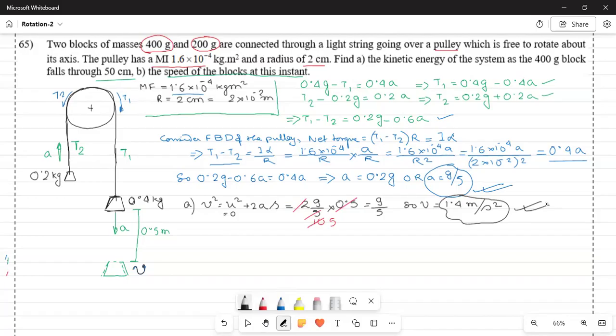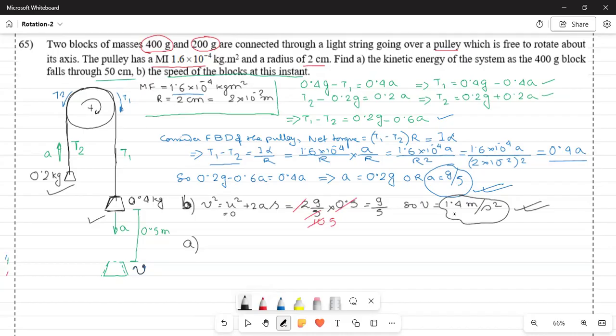Now, this is the value of the speed. Part B. Sorry, this is not part A. This is actually part B. Part A was kinetic energy. Part A: find the kinetic energy of the system. Now, this system has three parts. One part is a 2 kg mass, another part is a 200 gram mass, another part is a 400 gram mass, and another part is the pulley. All these will have different kinetic energies.